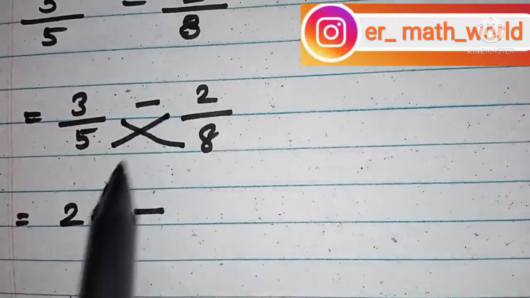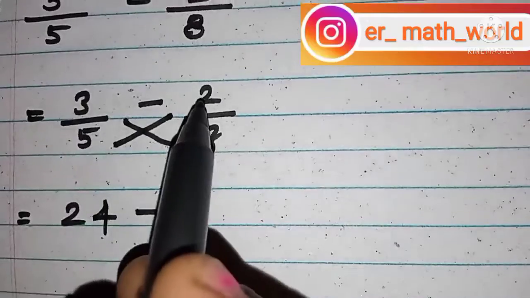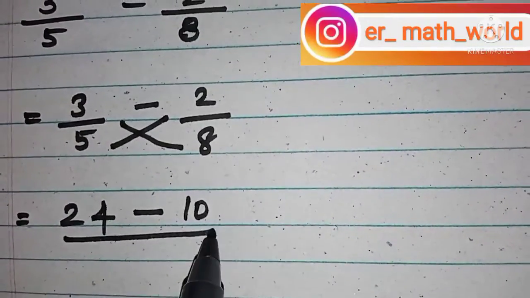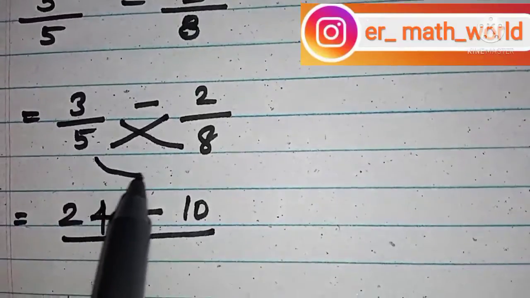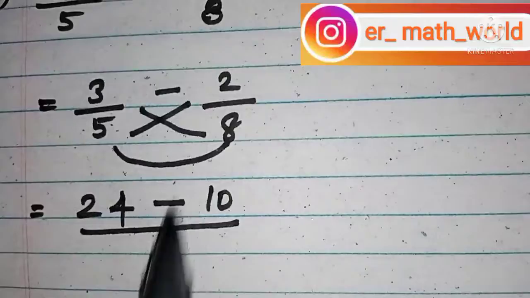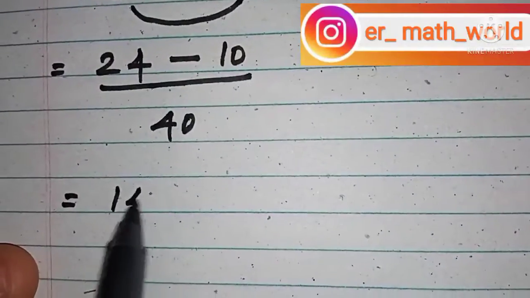The same way you multiply the first set of numbers, you have to multiply the second numbers, 2 and 5. So 2 5s are 10. Next, for the common denominator, you have to multiply the two denominators, 5 and 8. 5 8s are 40. That's all. Just subtract 24 minus 10, which will be 14.